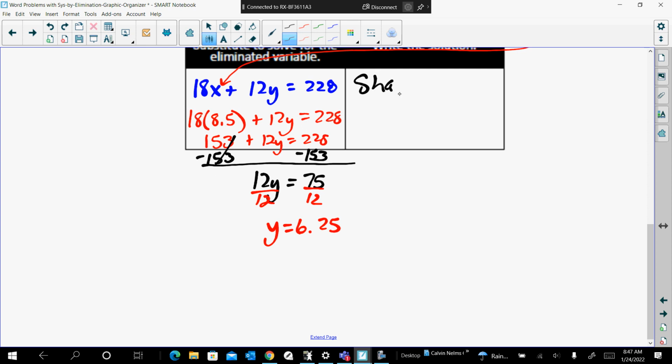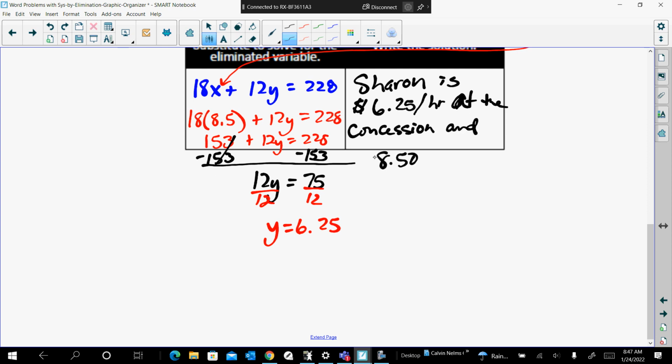So Sharon is paid $6.25 per hour at the concession, and $8.50 per hour as a lifeguard. I don't know why I keep putting a Q, sorry.